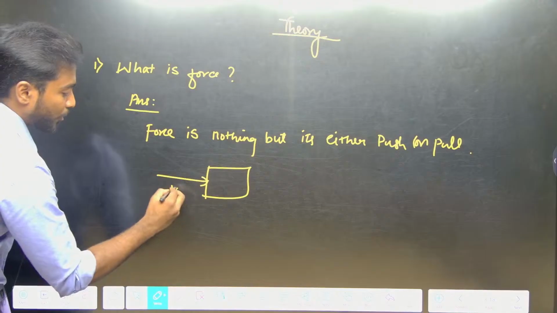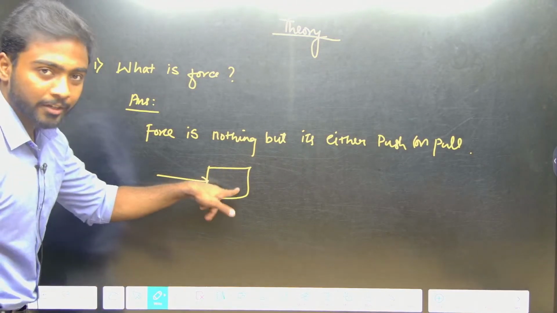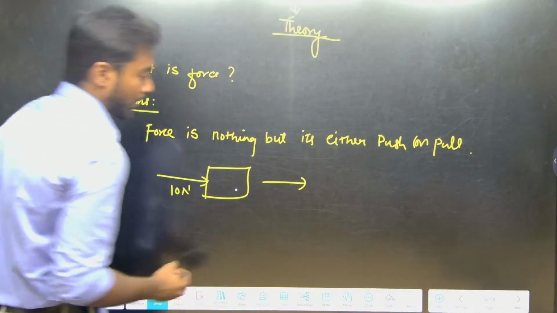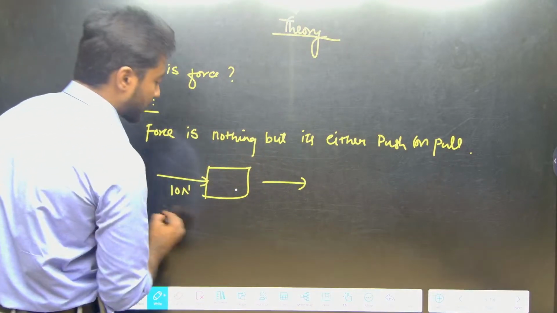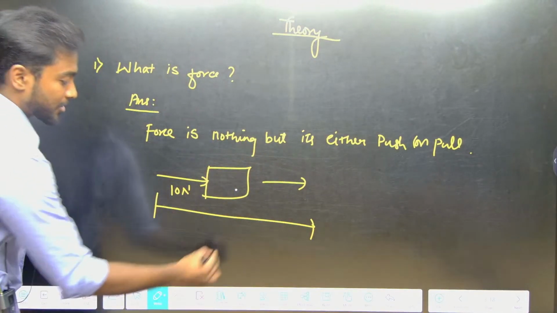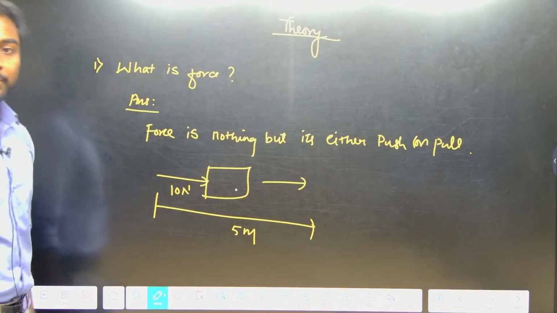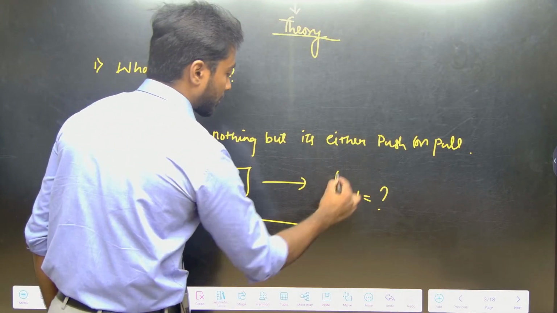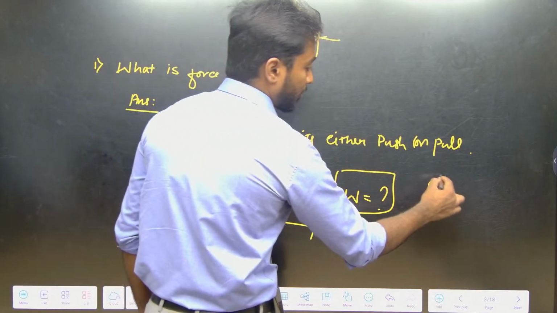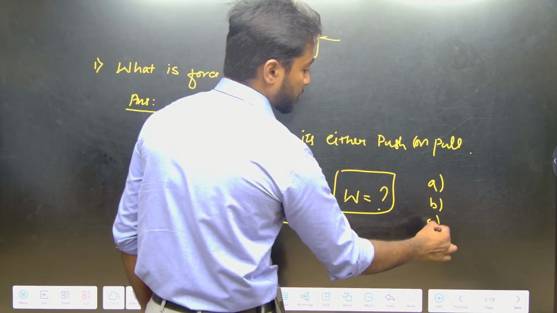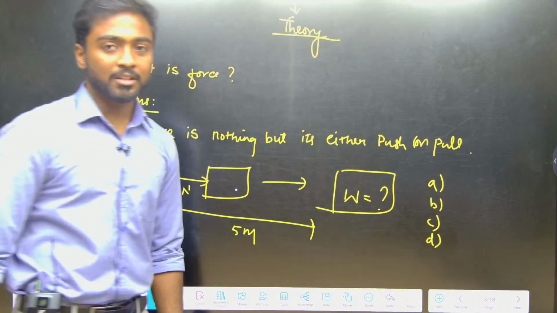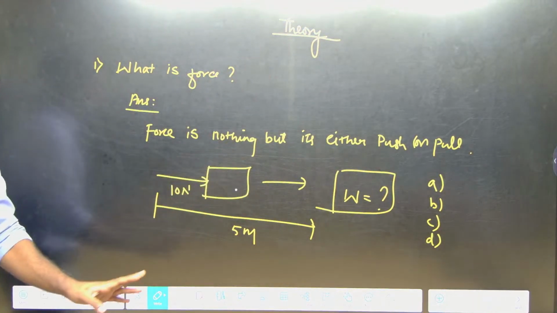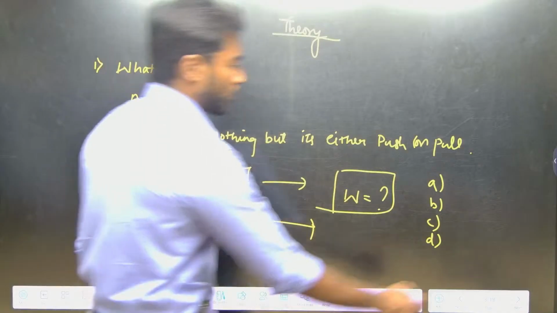Some 10 Newton force has been applied on an object. It has moved a certain distance, say 5 meter. What is the work done? If they ask this, they give option A, option B, option C, option D, four options. I need to solve it and mark the answer.